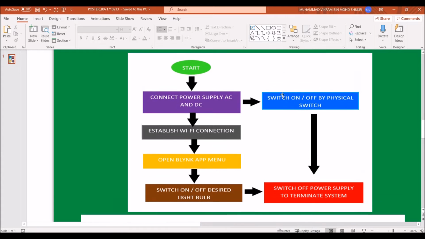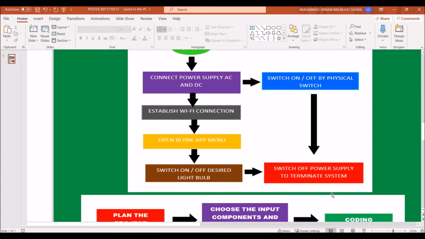In order to end the entire process, we just switch off the power supply to terminate the system, AC and DC.